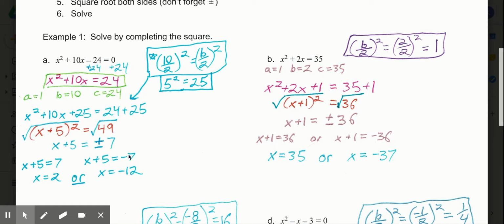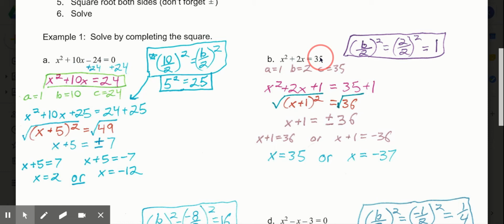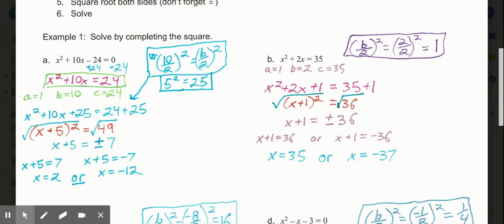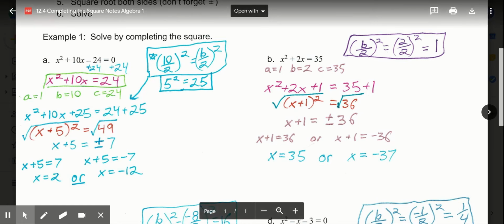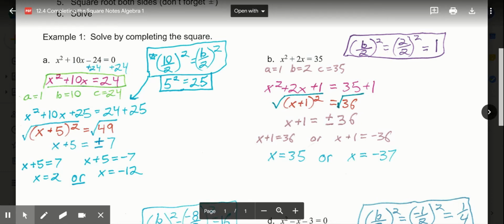So example B, C is already on its own on the right. So in this case, we don't have to rearrange, and we just have A is 1, B is 2, and C is 35. So right away, I want to figure out what is half of B squared. Well, 2 divided by 2 is 1. 1 squared is 1. So what I need to do is take that and add it to each side.